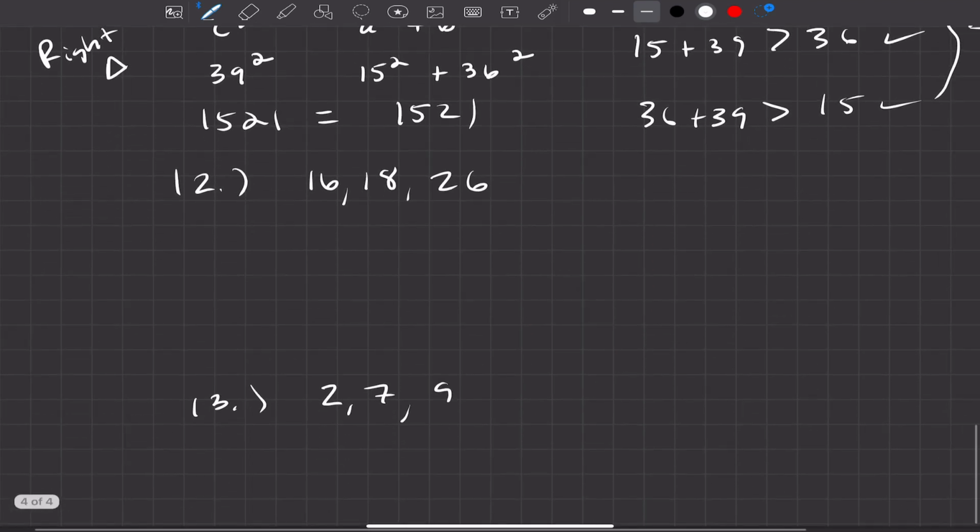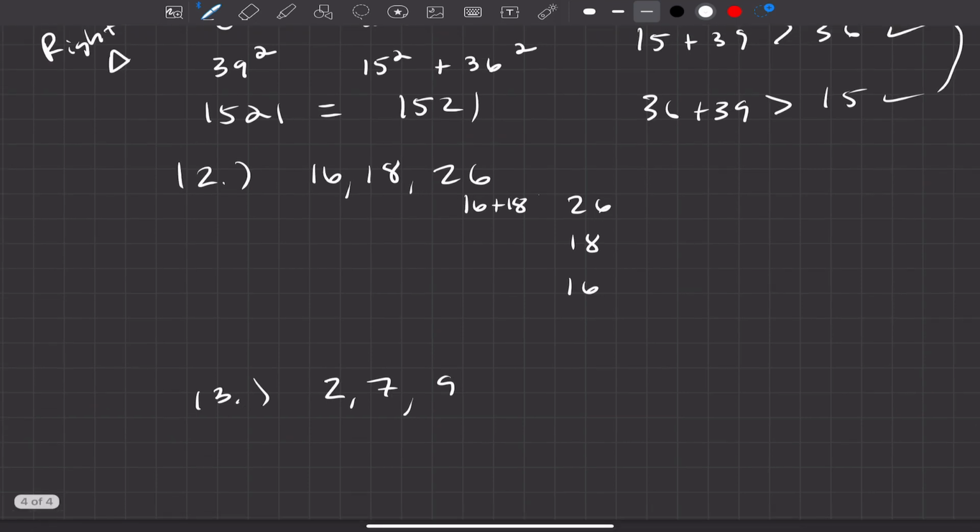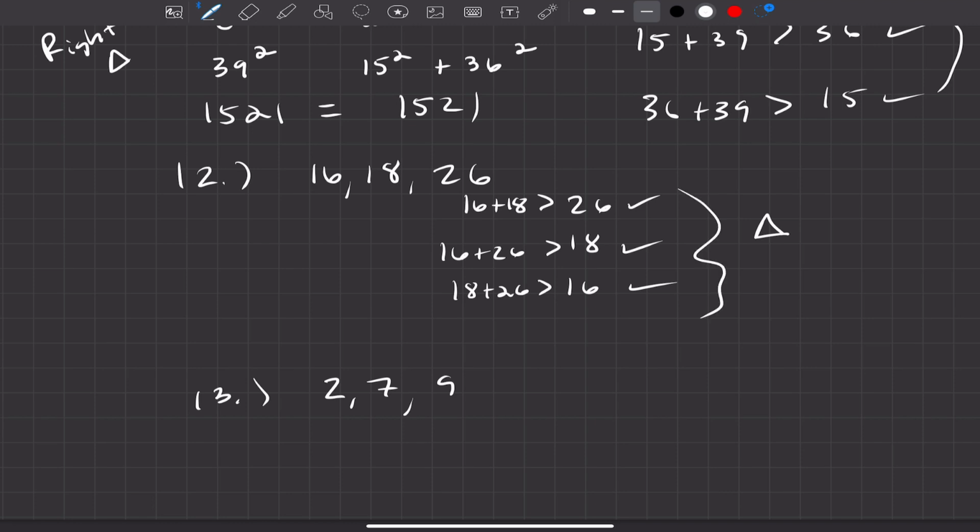Number 12, let's do the same thing. We have 26, 18, and 16. 16 plus 18, is that greater than 26? That should be 32. So yes, that's greater than 26. I have 18 now. What are the two numbers not 18? 16 plus 26. That is definitely greater than 18. And then we have 18 plus 26. That's definitely greater than 16. So we do have a triangle. What type of triangle is that?